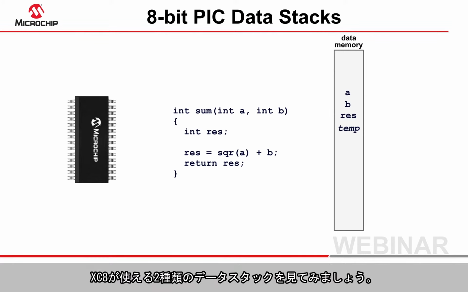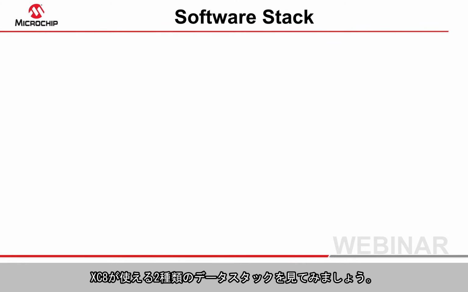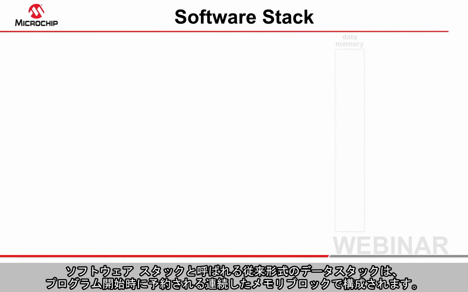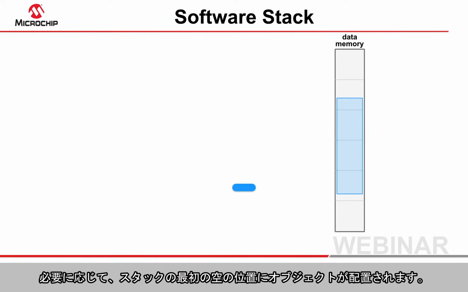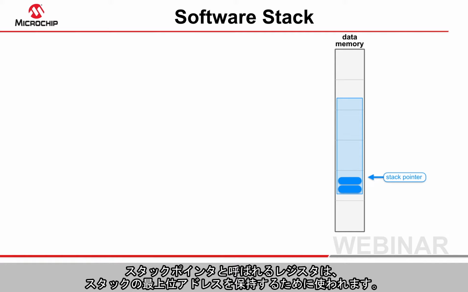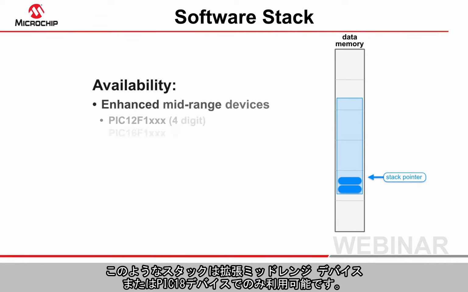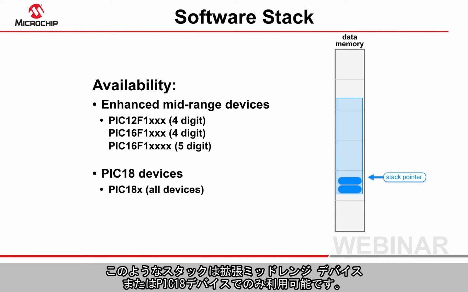Let's examine the two types of data stack that XC8 can use. The conventional form of data stack, called a software stack, consists of a contiguous block of memory that is reserved when the program begins. When required, objects are placed on the stack at the first empty location. A register called the stack pointer is used to hold the stack's topmost address. Such a stack is only available when using enhanced mid-range or PIC18 devices.